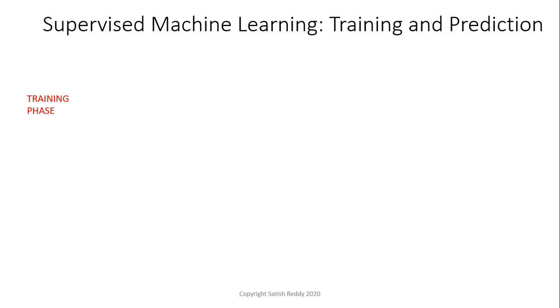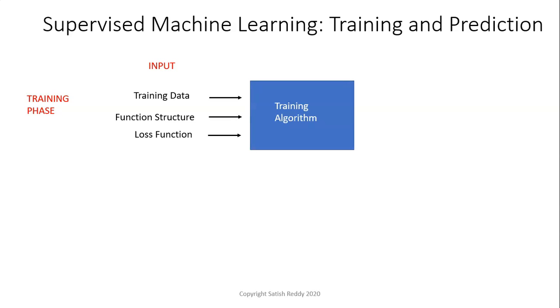Okay, so here's a diagram of the approach we're taking. We start with the input, the training data, a function structure, and a loss function. We put that into the training algorithm, we turn the crank, and then we get the output. These are the function parameters, or the rules, the slope and intercept as we saw on the last slide.